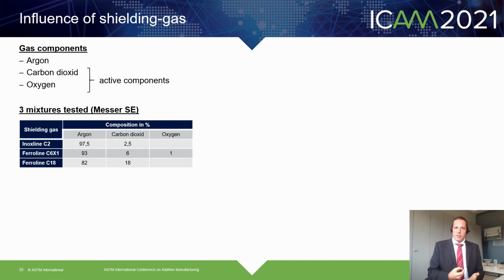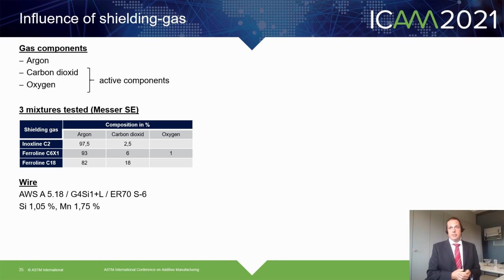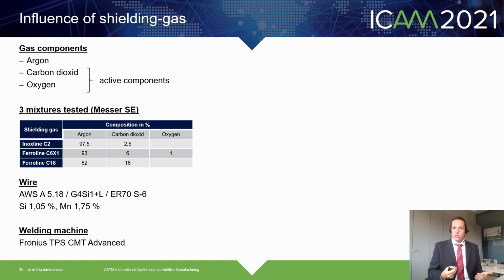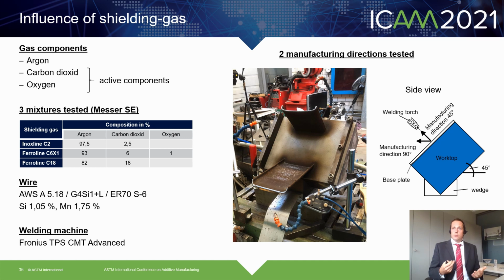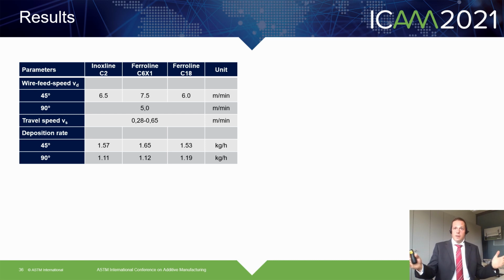These are the three mixtures we tested, and the main difference between them is the amount of carbon dioxide. The wire we used was an AWS A5.18 with a higher ratio of silicon and manganese. The welding machine was a Fronius TPS CMT advanced machine, and we tested these two manufacturing directions, 45 degrees and what is really challenging, 90 degrees, which is horizontal. And the torch orientation, of course, was constantly at 45 degrees.